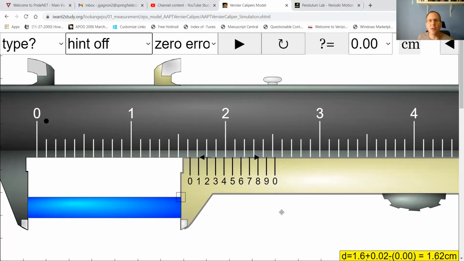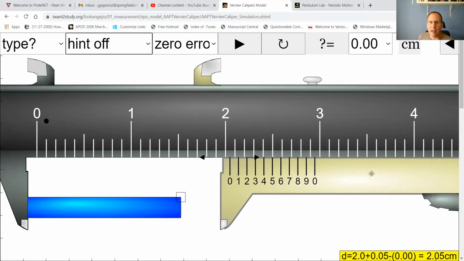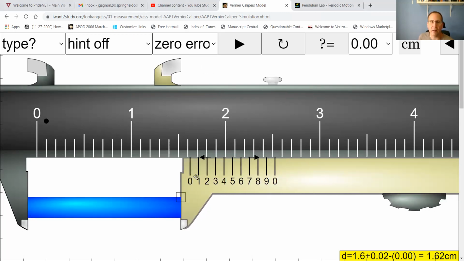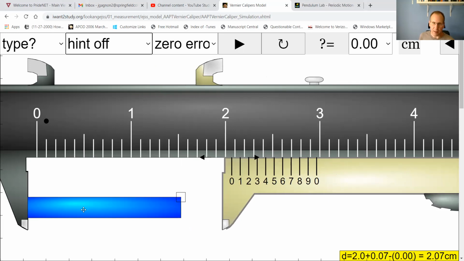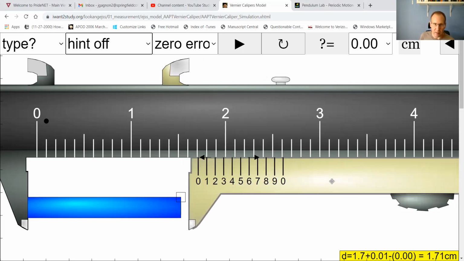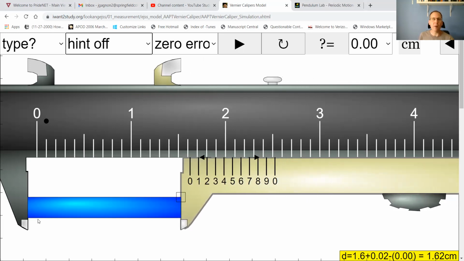And if you look, there are two scales. You have this main scale, which goes from 0, in this case, through 4, and it keeps going, right? This is in centimeters. And then on the slider, you have what's called a vernier scale that goes from 0 to 9. So what you do is you put the object between the jaws, right? You close the jaws together. And now we want to measure the length of the object.